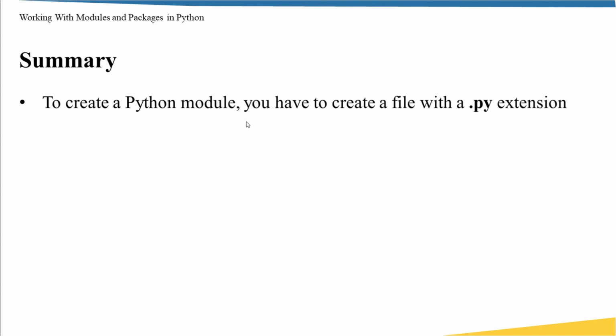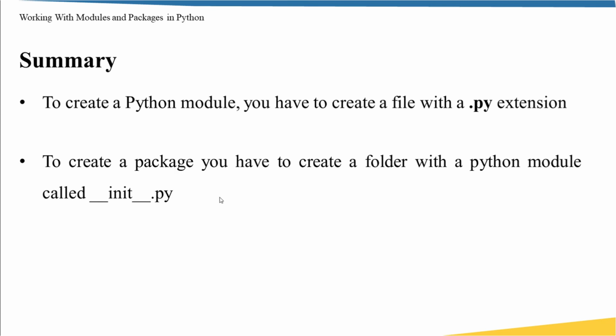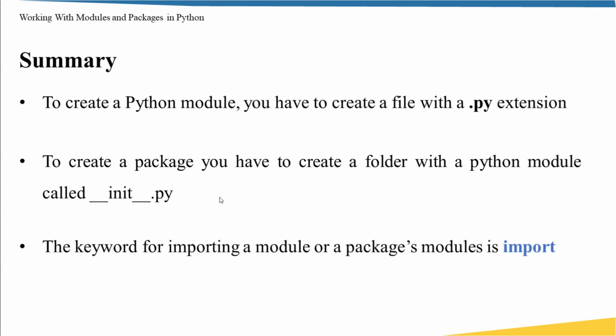Now let's summarize what we have learned in this lecture. First of all, we have talked about modules and we see how we can create a module. And in order to do that, simply just create a file with .py extension. After that, we have talked about packages and we say if you want to create a package, simply create a folder and within that folder, there should be a file, its name init.py. We see that if I want to import names from modules or packages, the keyword to do that is import.